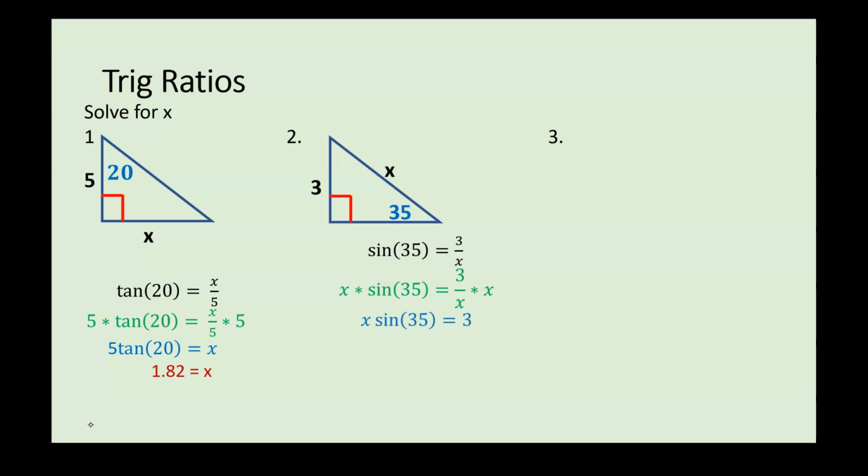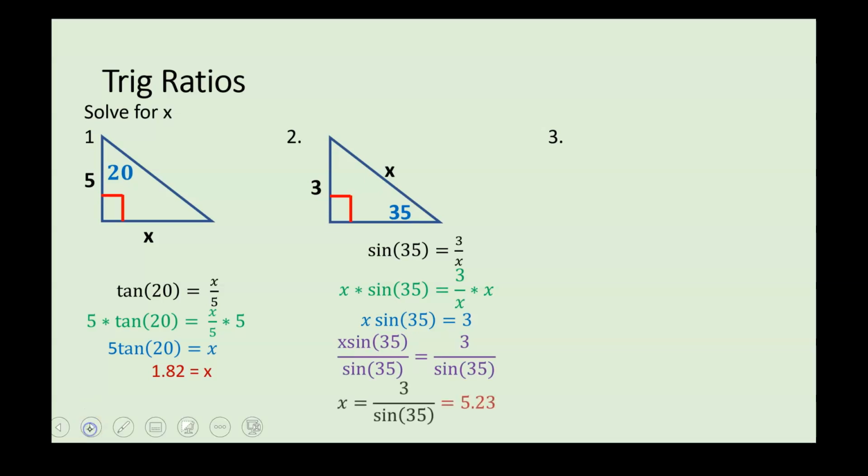And then again, I need to get the x by itself. So I need to divide both sides by the sine of 35, because the opposite of multiplying is dividing. So x is equal to 3 over sine of 35. I type that in my calculator. I'll get 5.23.